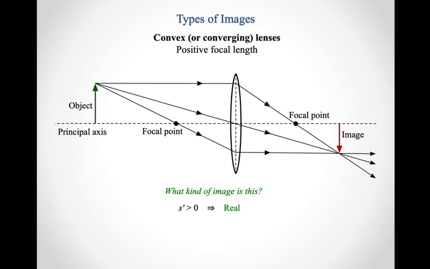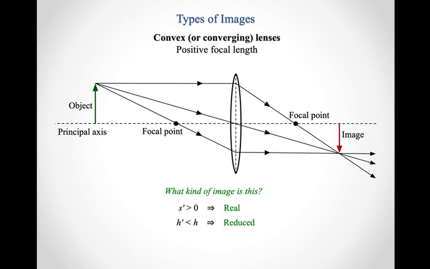If I want to think about whether or not the image is enlarged or reduced, well, that's basically saying compare this length to this one. And what you can see from looking at the picture is that the image height is a little bit less than the object height. It's not the easiest thing to see because they're relatively close to each other, but the image height is a little less than the object height, and so this is a reduced image.